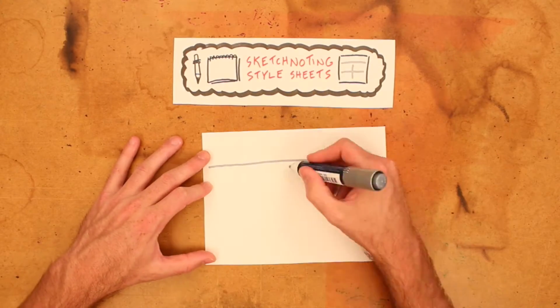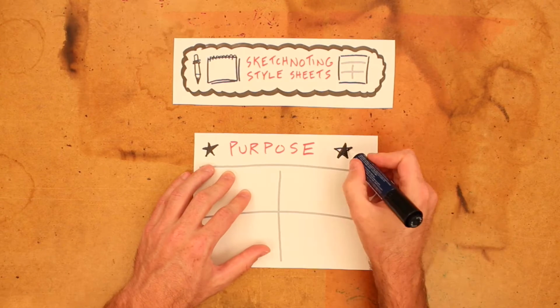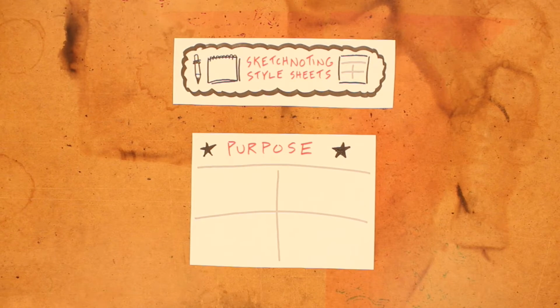When you create a sketchnoting style sheet, what you are doing is defining upfront your approach to this particular sketchnoting session. And there are 5 things that I think about when I am defining my approach. Here are those 5 things. The most important and the best place to start is with your purpose. Remind yourself why you are taking these notes in the first place. When you define your purpose up front, it makes it so much easier to filter all of the information that's coming at you and ignore the stuff that isn't relevant to your purpose, but get down the stuff that is.